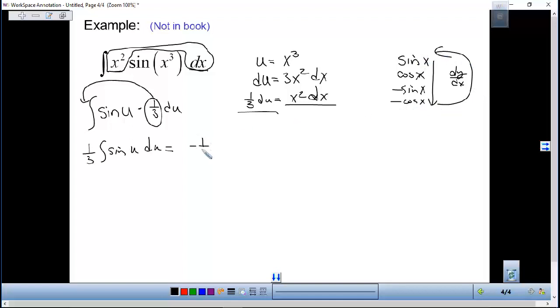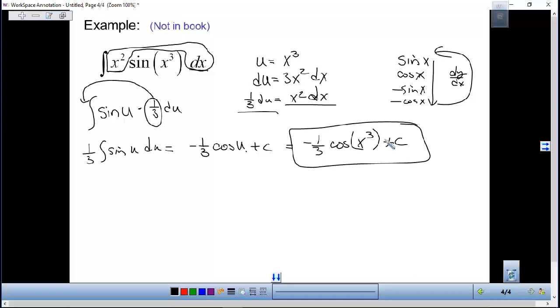We get negative 1/3 cosine u plus c. Then, of course, we can plug in our u, and we get negative 1/3 cosine x cubed plus c. And that's pretty much all there is to u substitution. There's not really a lot to it.